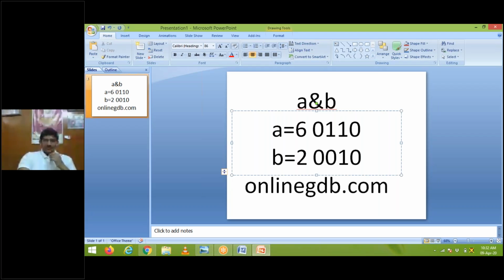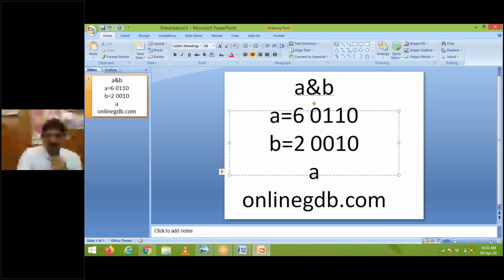Now see, all of you. If I give a value 6 and b value 2, according to the 8421 code, you know the binary digits, that is BCD. The binary value of 6 is 0110, because 4 plus 2 is 6. And the binary value of 2 is 0010. Now we want to find the value of a and b.